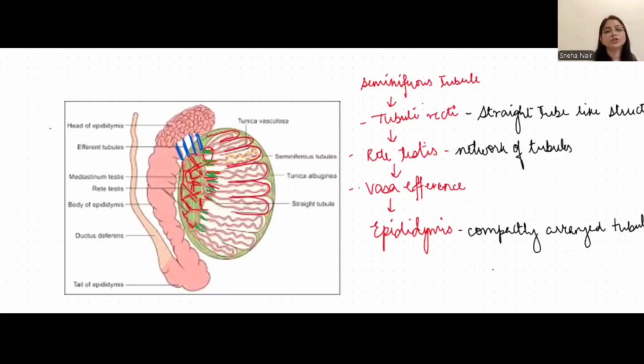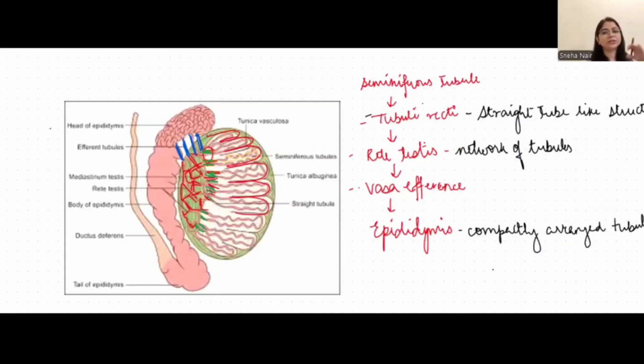Okay. This question has been asked in your CBSE and also in NEET exams: what is the route, the pathway, followed by the sperm? So the sperm, as we know, are produced in the seminiferous tubule. They move to the tubuli recti, then to the rete testis, then the vasa efferens, and then the epididymis. In the epididymis, the maturation of the sperm takes place. The sperms get matured in the epididymis.